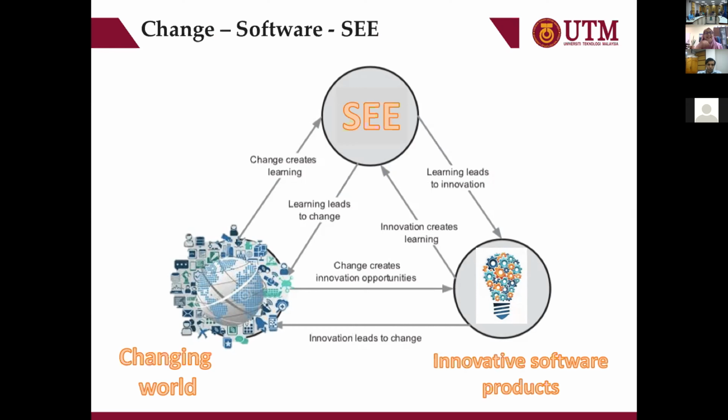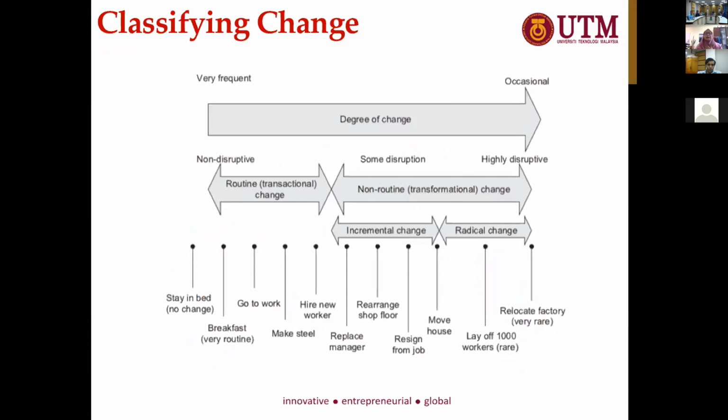So this cycle will need to go on and go on, and will change. We need much more innovative products, then we need to retrain software engineers. These are the cycles of change, software and software engineering. When we're talking about change, there are different classifications of change.